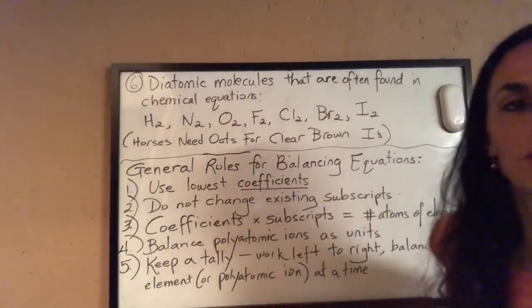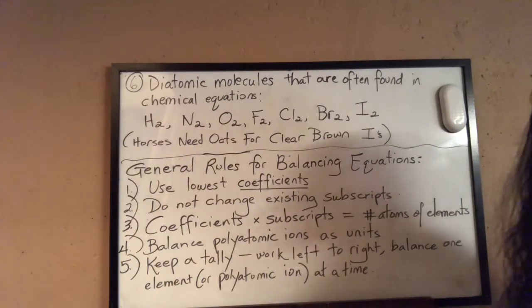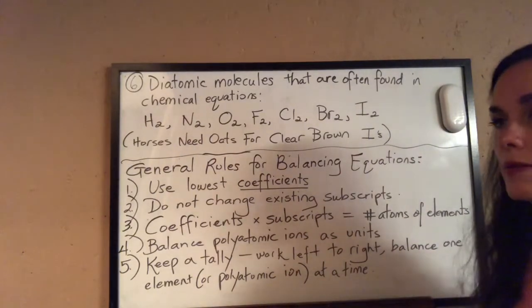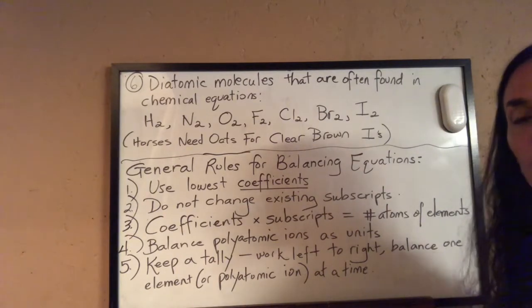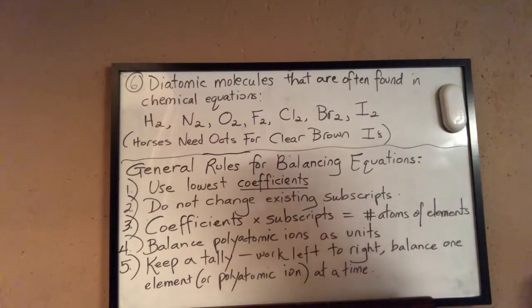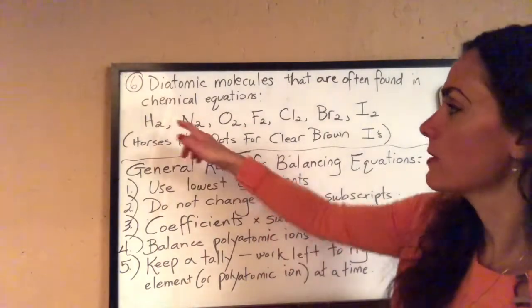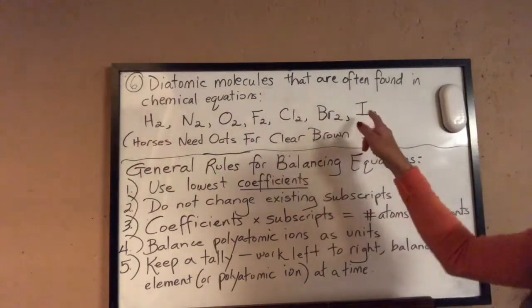Lastly, some things that you could see in a chemical equation. You could see the formulas for diatomic molecules. Diatomic molecules, there's 7 of those. They are atoms of elements that, when they exist alone and not in a compound, pair up with a similar element, like twins. So we have 7 of them: hydrogen, nitrogen, oxygen, fluorine, chlorine, bromine, and iodine.